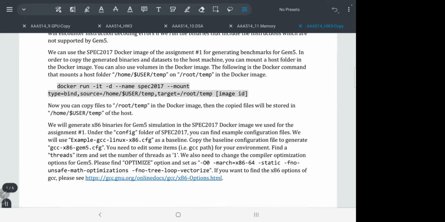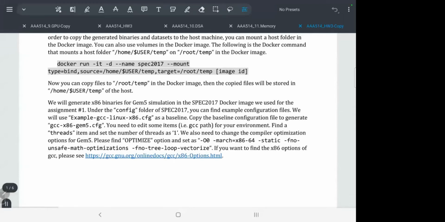So we need to modify some compilation script in the SPEC benchmark. I tested some compilation of these benchmarks using Docker images. I also ran these compiled binaries in gem5, and then it worked fine.